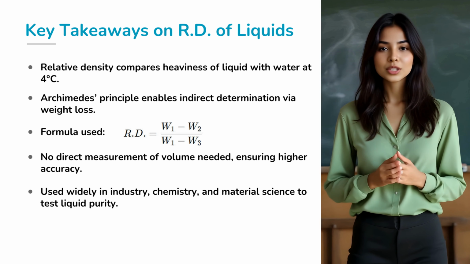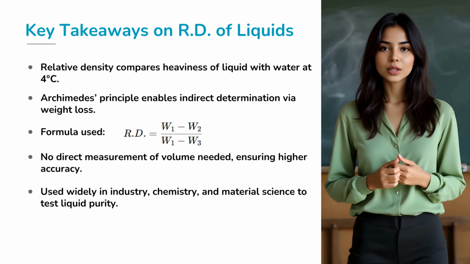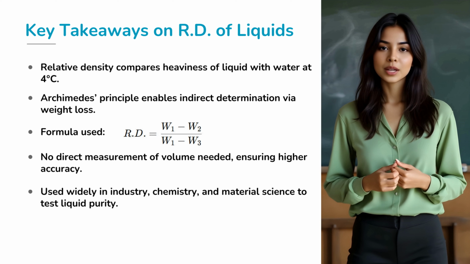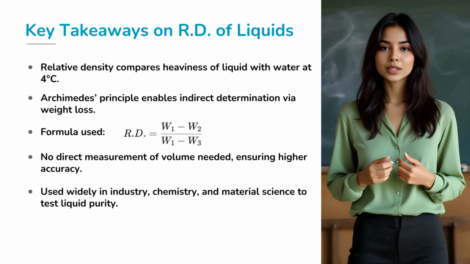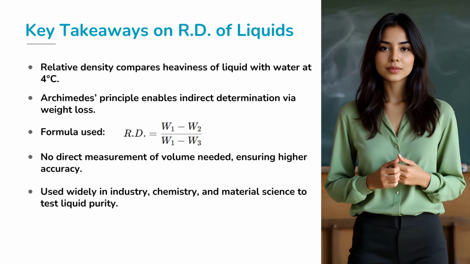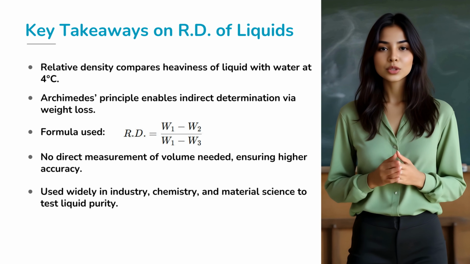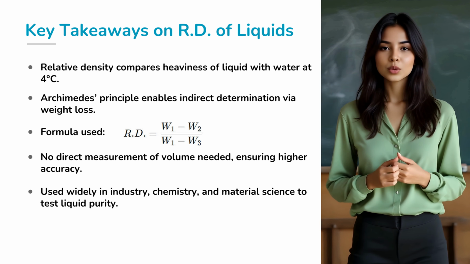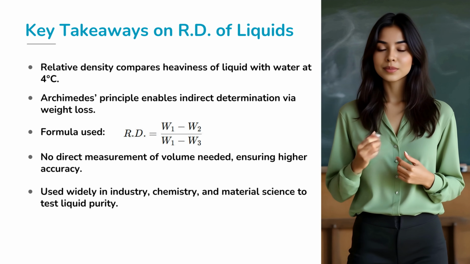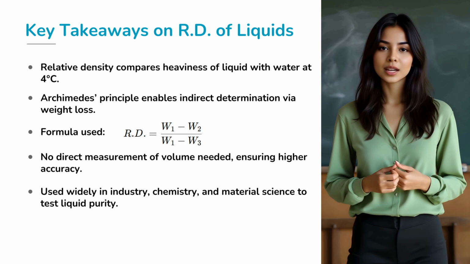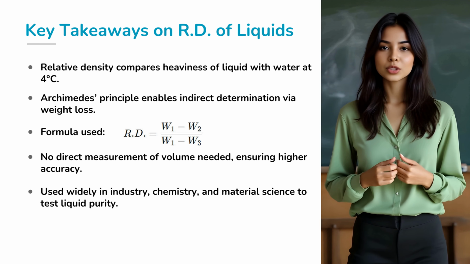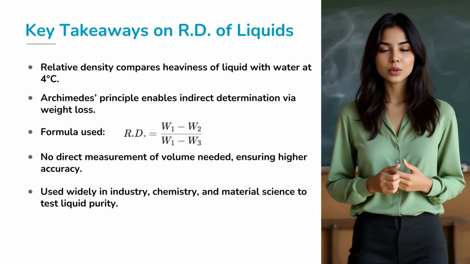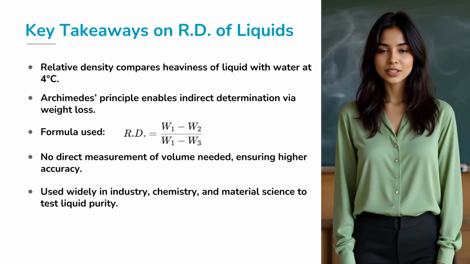So, to summarize today's concept, relative density of a liquid tells us how heavy or light a liquid is compared to water. It can be measured using Archimedes' principle without ever needing to measure the liquid's volume. The working formula is RD equals (W1 minus W2) divided by (W1 minus W3). This method is widely used in industries, chemistry labs, and quality control tests, from checking the purity of milk to identifying oils and industrial fluids. I hope this makes the concept crystal clear.